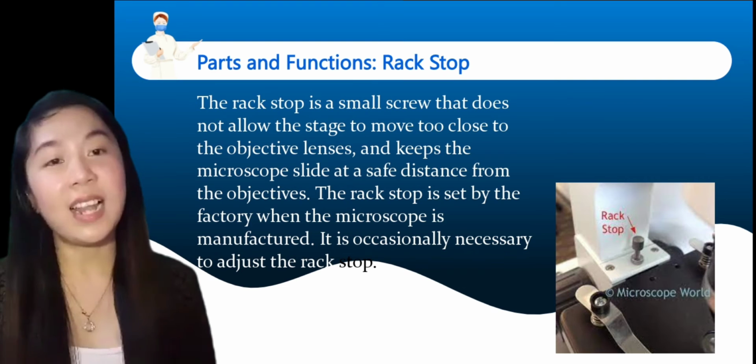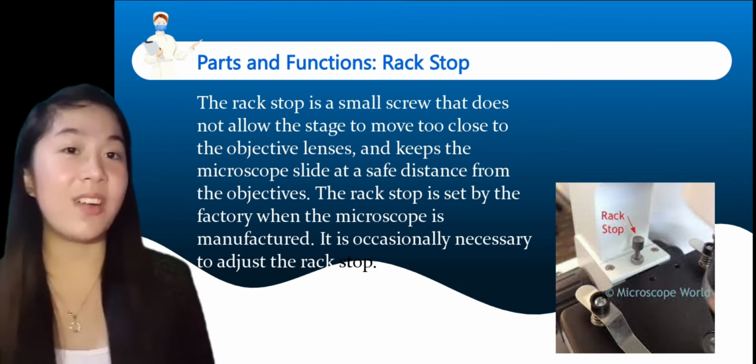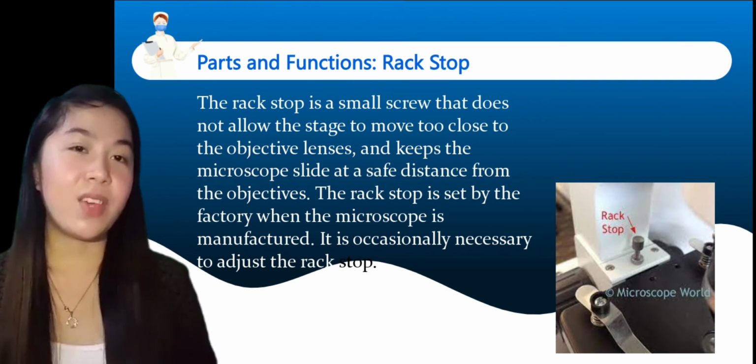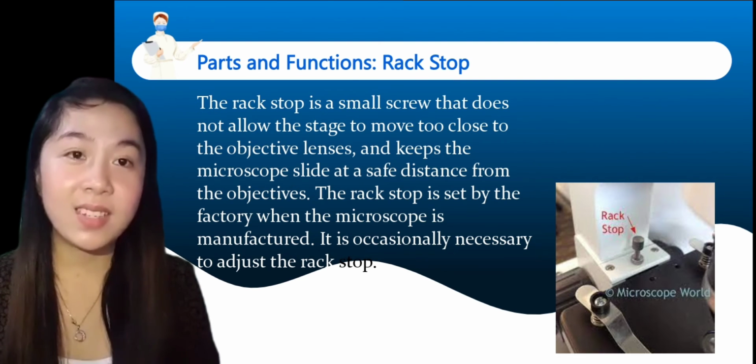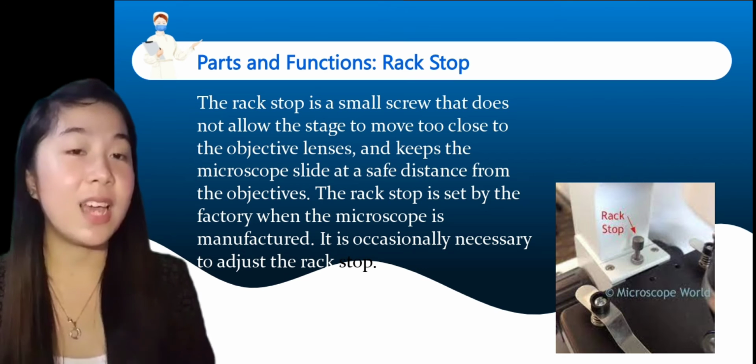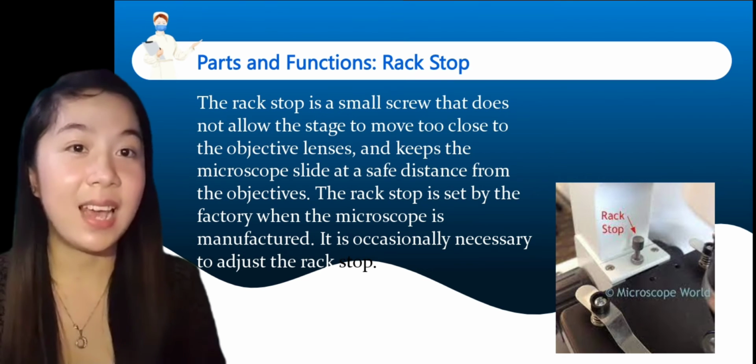The second to the last part of the microscope is the rack stop. It is a safety feature that prevents the viewer from allowing the objective lens to accidentally hit the stage and damage the specimen or slide.